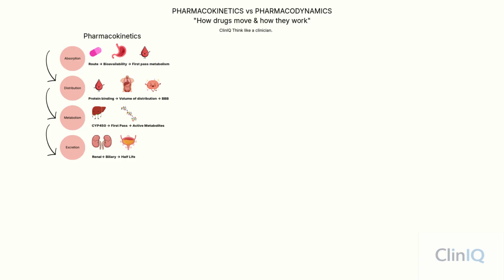So this is the time it takes for plasma concentration to fall by 50%, and it determines dose frequency, because longer half-life equals fewer doses, but longer time to steady state or wash out. So next we look at pharmacodynamics.